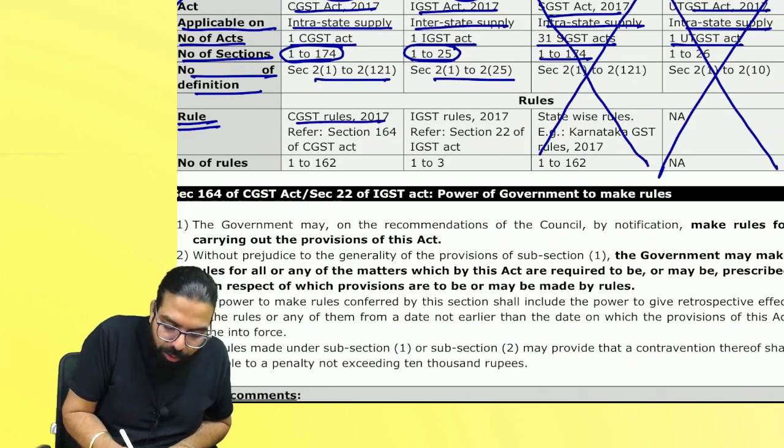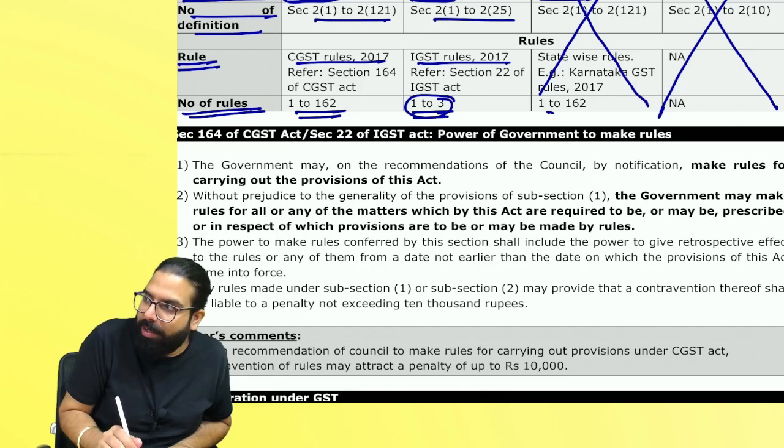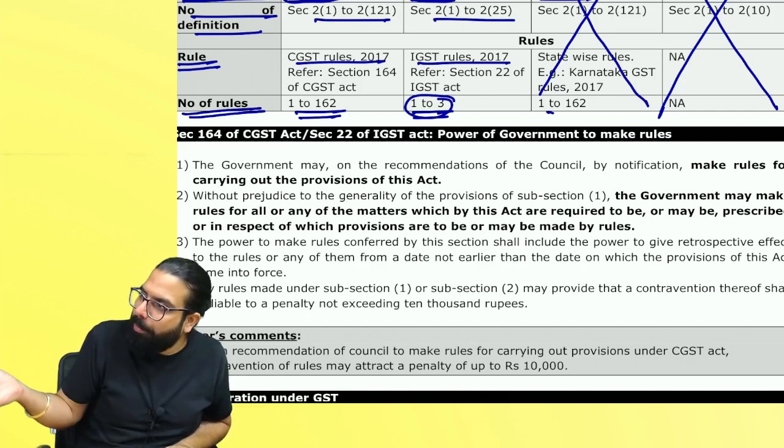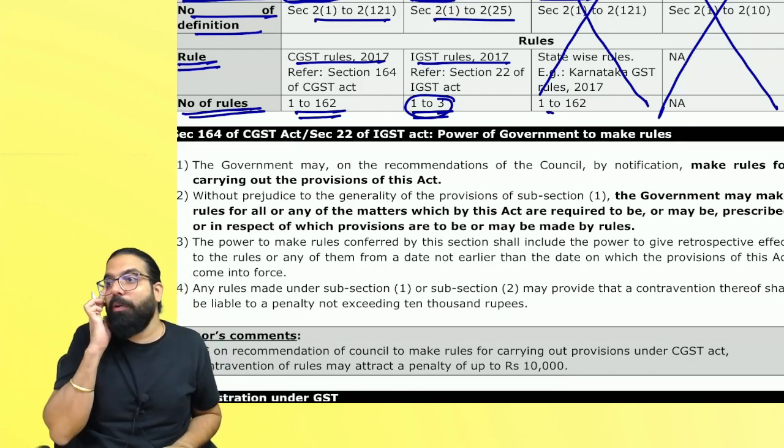Now, there are rules which are there. CGST rules, IGST rules, etc. Then, the number of rules which are given over here. Sir, only 3 rules, Baba. Here in one rule, they have gone ahead and told one line saying copy paste everything from CGST to IGST. And that is why only 3 rules are there. Can we go ahead, everyone?